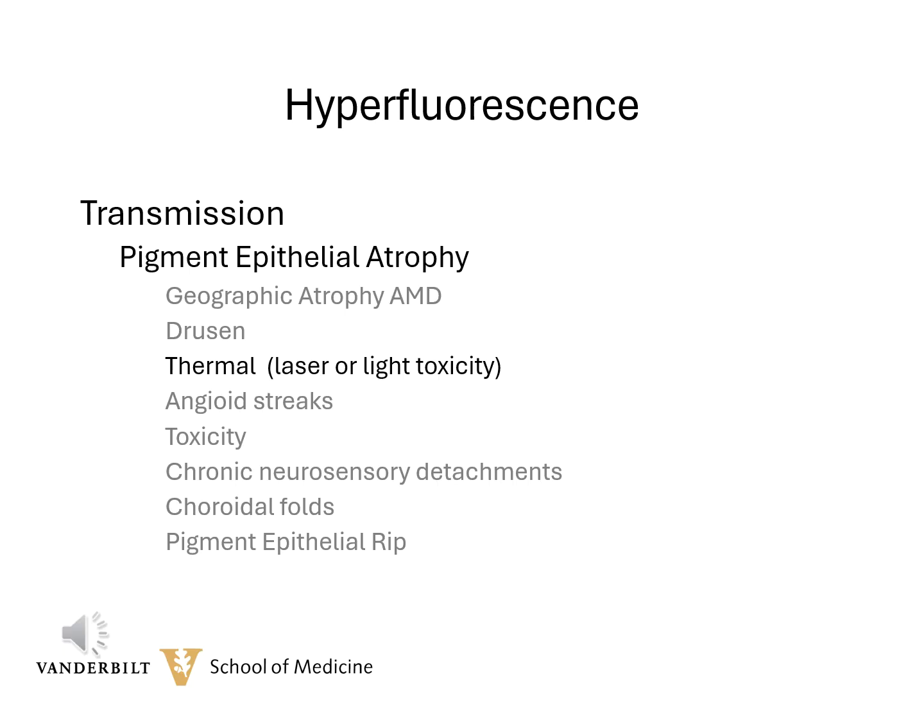As you can see on the slide here, many other entities can cause window defects where there's damage to the pigment epithelium. This may be thermal, as in light or laser toxicity. Now you'll see these as window defects on PRP or other focal photocoagulation cases, angioid streaks, medical toxicity, chronic neurosensory detachments such as in chronic central serous choroidopathy, choroidal folds, and also retinal pigment epithelial rips.